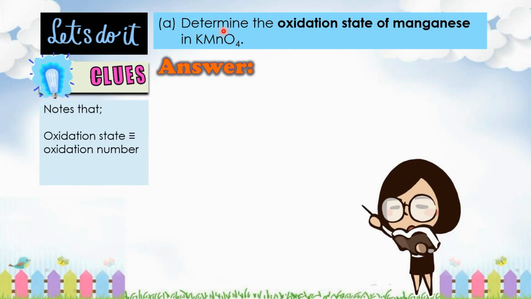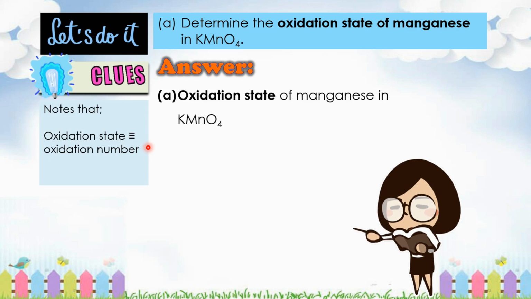For question A, determine the oxidation state of manganese in KMnO4. So, oxidation state here means oxidation number. So here is the sample calculation of oxidation state of manganese.